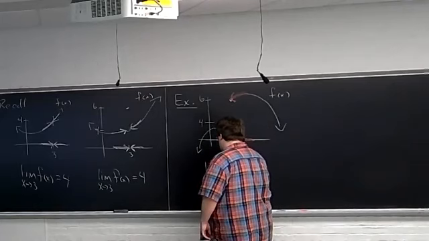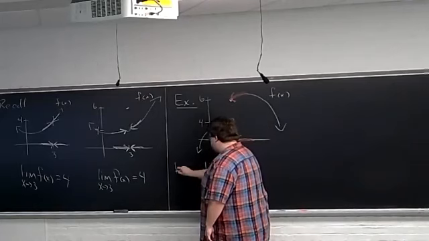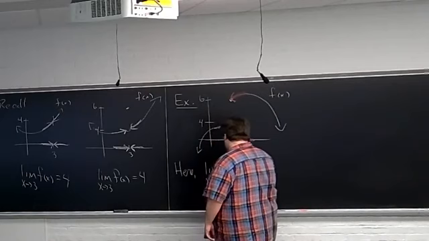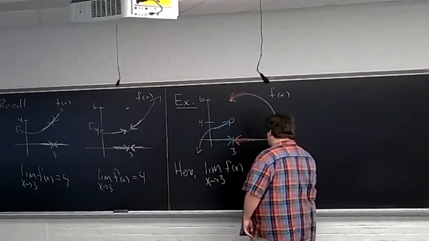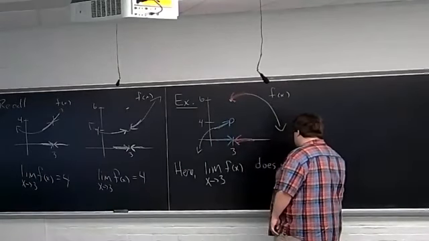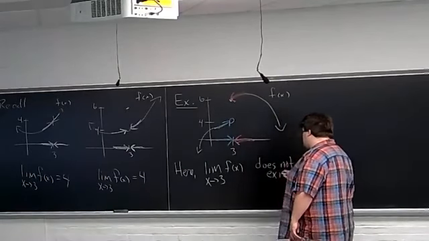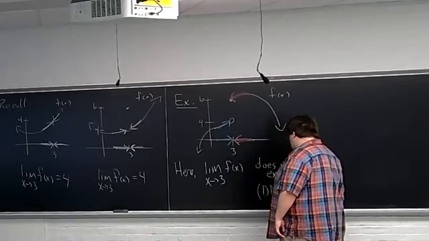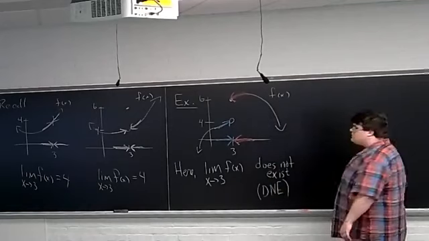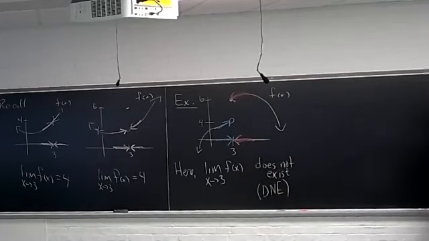The limit as x approaches 3, let's say here, the limit as x approaches 3 of f of x does not exist. Of course, you could write it as DNE if you want. Any questions about this one?